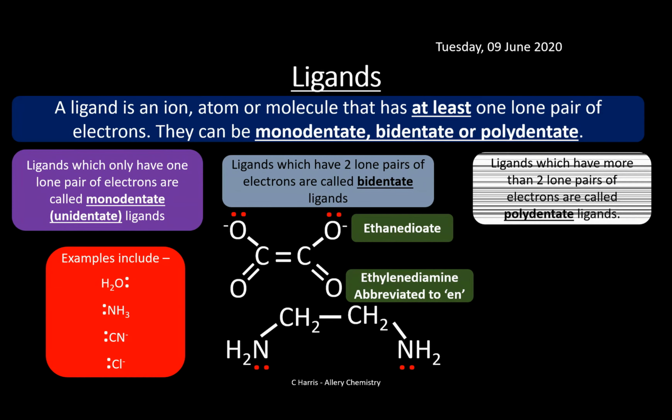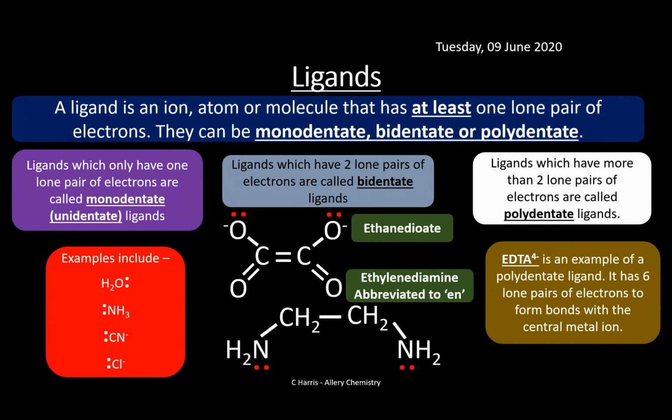Okay. So ligands which have more than two lone pairs of electrons are called polydentate ligands. A classic example which you do need to know is EDTA. So EDTA 4- is an example of a polydentate ligand. It actually has 6 lone pair sites which it can bond onto that central metal ion in the middle. So it's quite a big ligand. It's massive. It literally surrounds that metal ion in the middle. So this is a polydentate ligand. Poly meaning bonds more than once. Okay, so multiple times, poly.